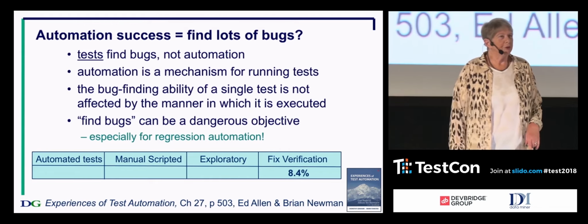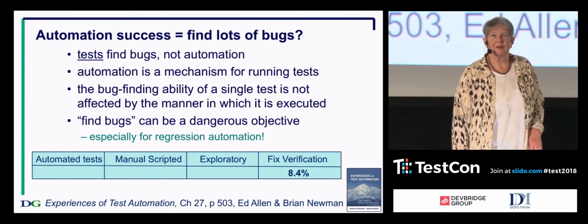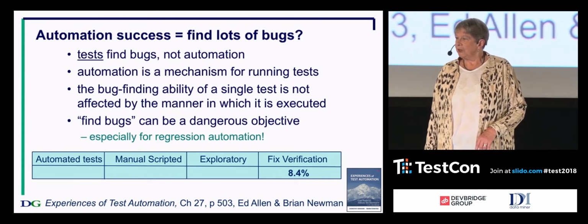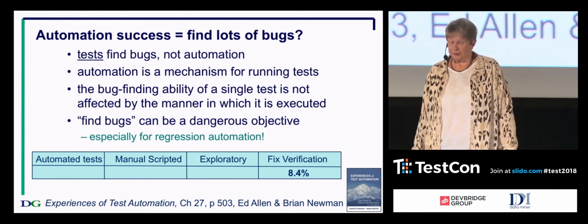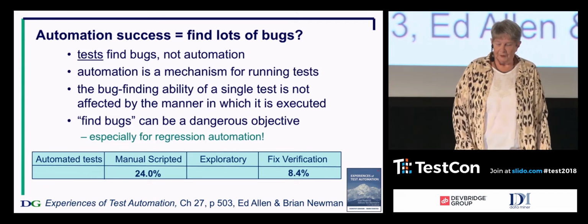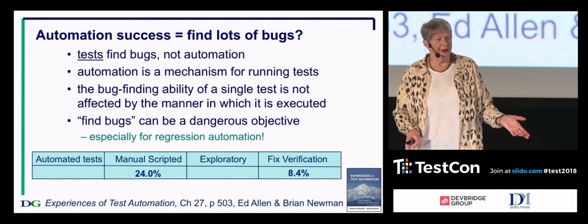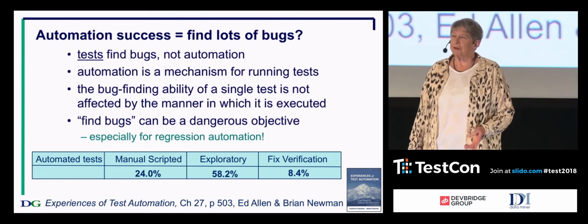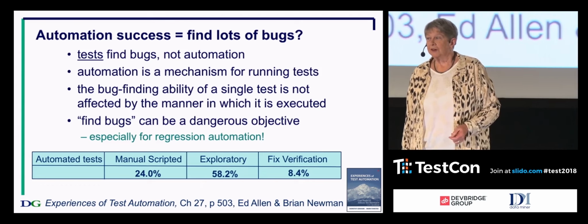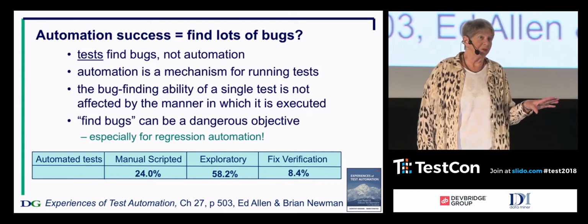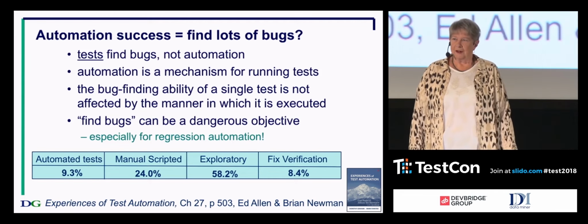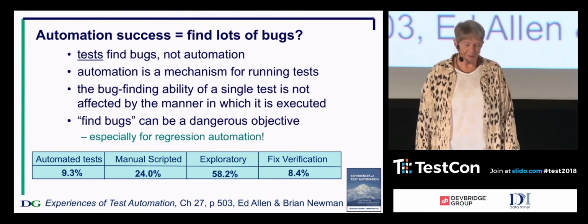What about the manual scripted testing? Want to put a guess for a number there? 15? Pretty good guess. It was actually better than that. It was 24%. So we got two left. Half and half, do you think? No way. Exploratory, 58%. Now, if you're really good at maths, you can figure out that the remaining percentage for the automated test was only 9.3%.